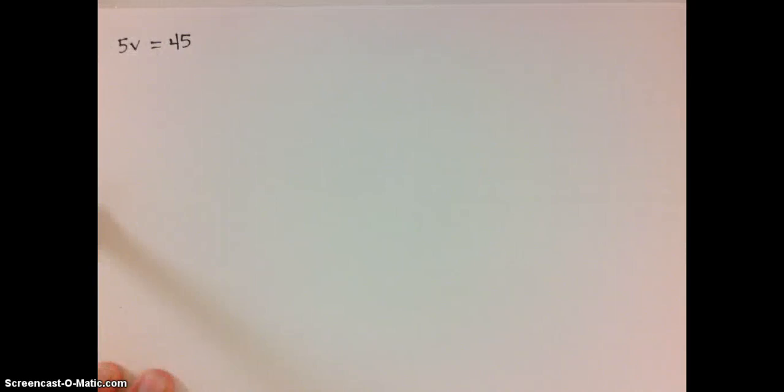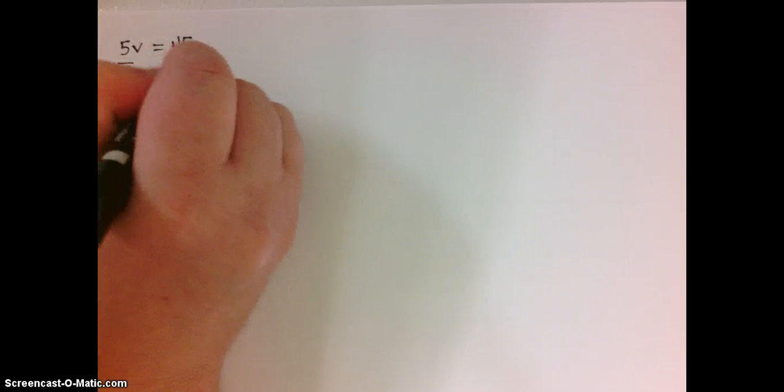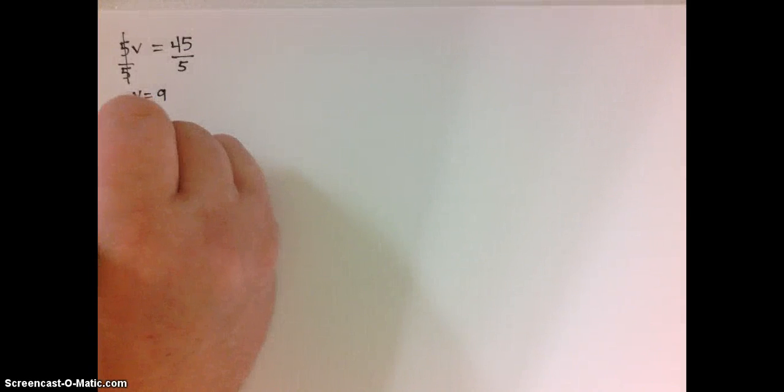Before, you may have had something that looked like this: 5v is equal to 45. All right, and when you wanted to isolate the variable to solve for it, you would have divided by 5 on both sides. Since 5 was being multiplied before, now you would divide by 5, and you would get v is equal to 9. You would do the same thing if you have an inequality there.